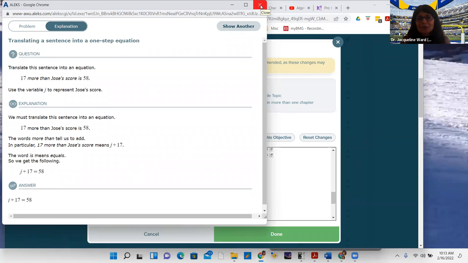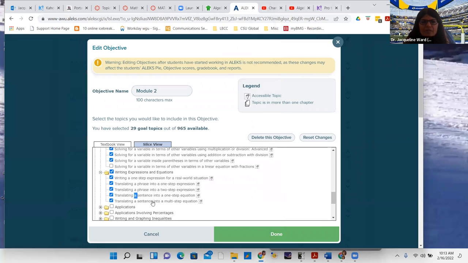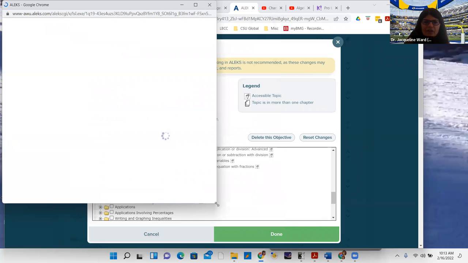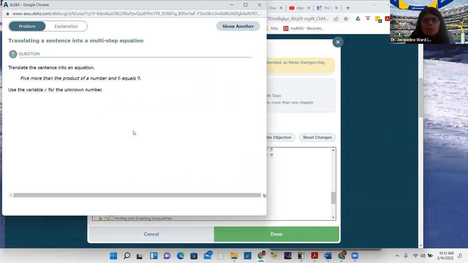Now, again, I want to really encourage you guys to make sure you're super comfortable with these, because as we move along, there will be more complex word problems where you need to set up equations given a situation. So this is just starting off with some pretty basic ones.